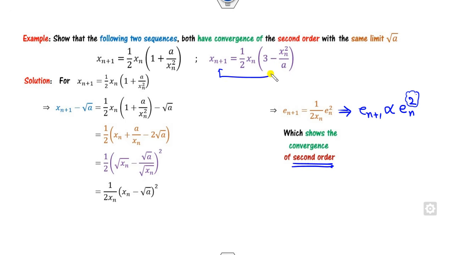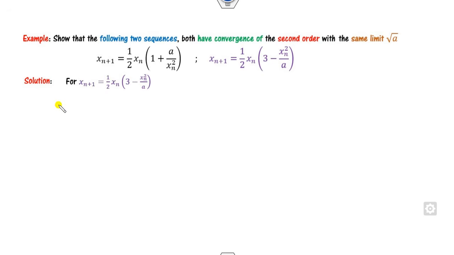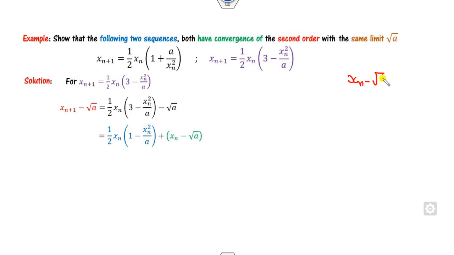Similarly, we can check the second part. We can start from here. We can subtract minus root a, so we can open this one, which is written in this nature, because we need the value of xn minus root a.